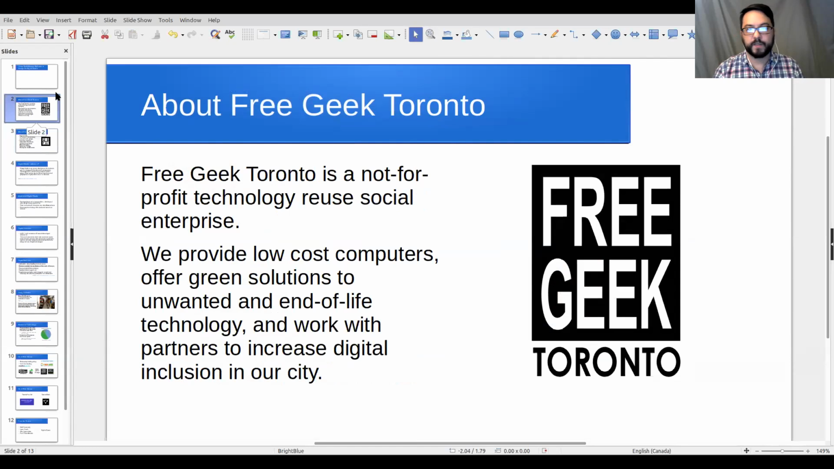We basically focus on trying to reuse unwanted technology to extend its life, to lessen the environmental impact, but also to help build up access to technology within the city.